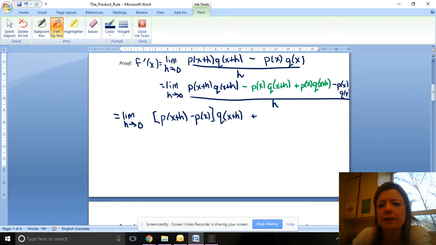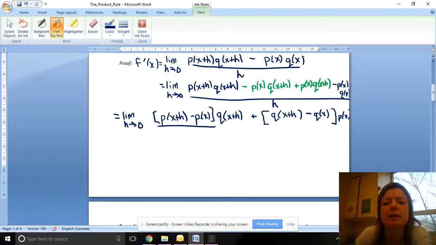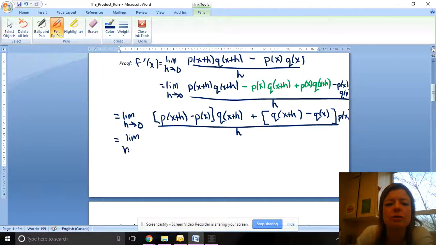And then on the second part, so now I'm looking at these two terms, you can see that p at x is common. So again, I'm going to common factor that out, but put it at the end as well. So you get q at x plus h minus q at x, and then you get a p at x left over. Okay, and this is again still all over h. So we get the limit as h approaches 0.